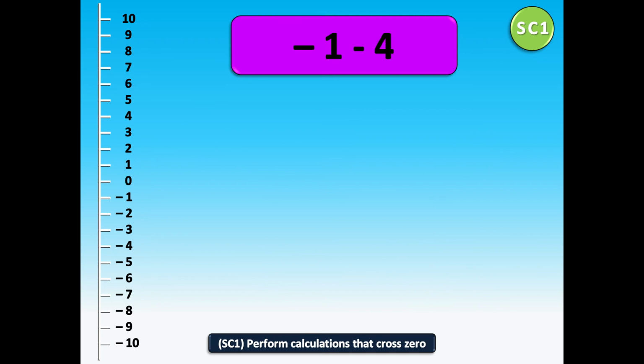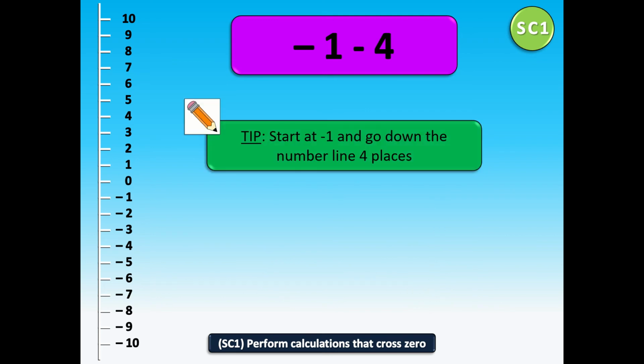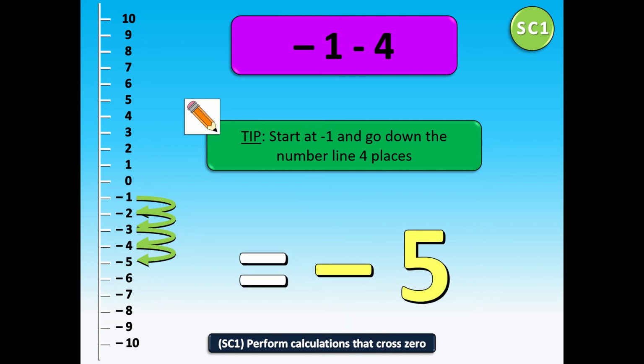If we want to do minus 1 take away 4, we start at minus 1 and we go down 4 places. And we get to minus 5. So that's our answer.